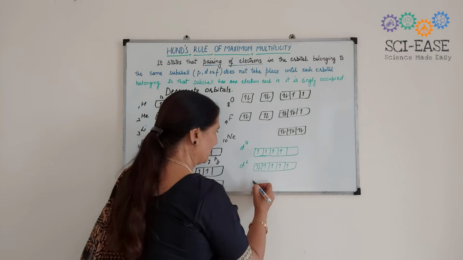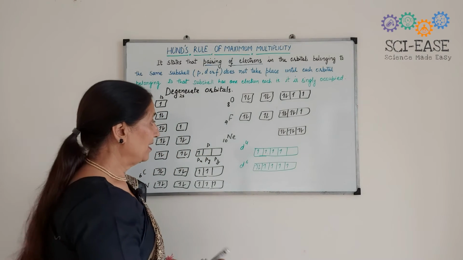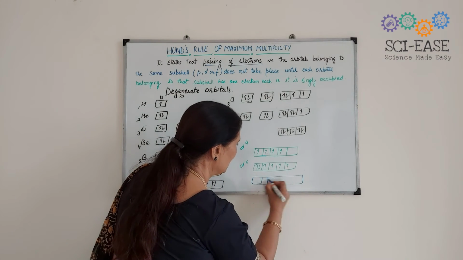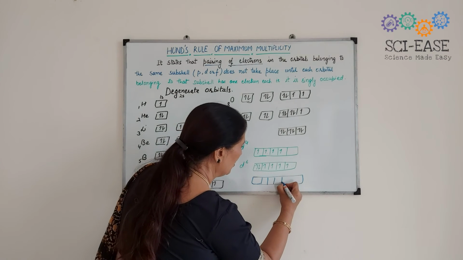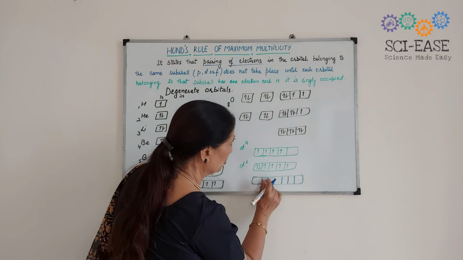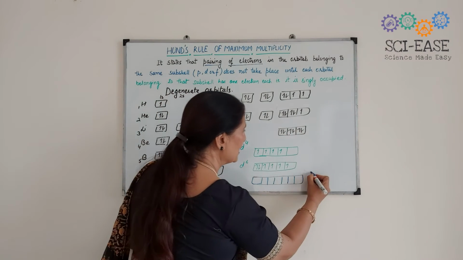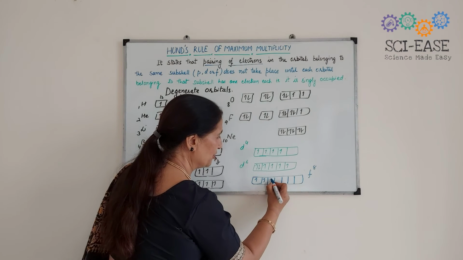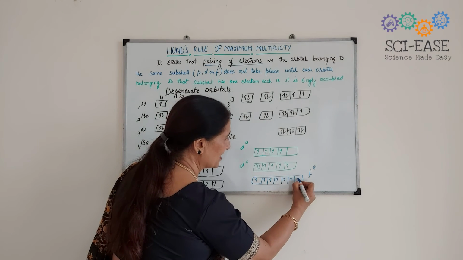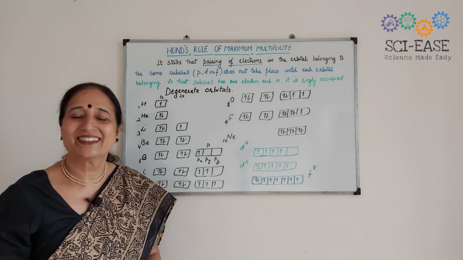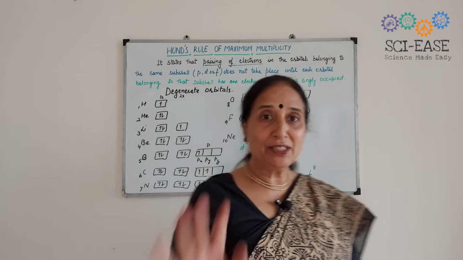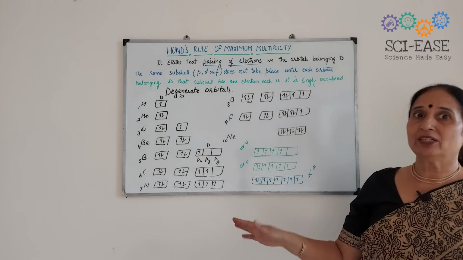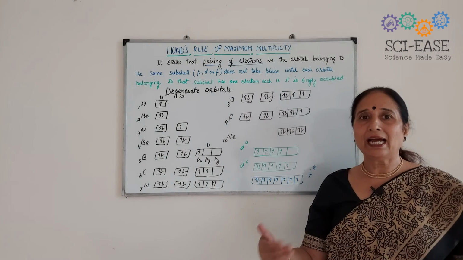And in the case of the f orbital, how many? In the f subshell, there are 7 orbitals. I'm drawing with different pens, different colors. 1, 2, 3, 4, 5, 6, 7. If it is f8, how will you fill? 1, 2, 3, 4, 5, 6, 7, and now the pairing will start. So a half-filled orbital set, no doubt, and a fully filled subshell, you can say, is the most stable configuration that we will study.